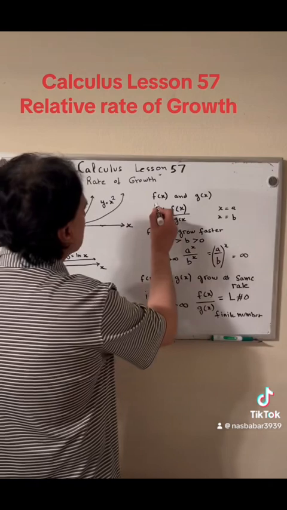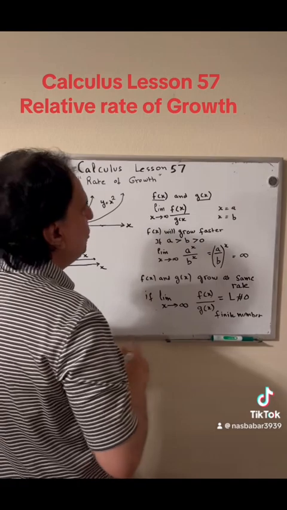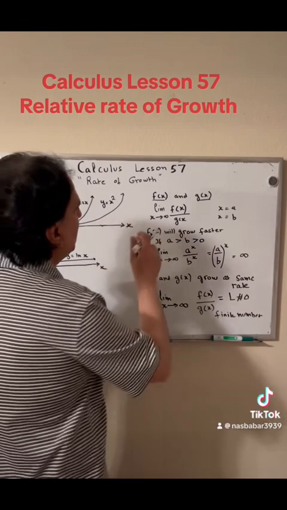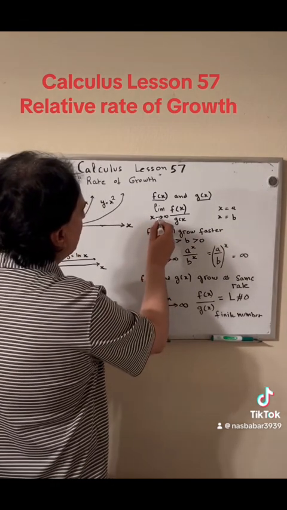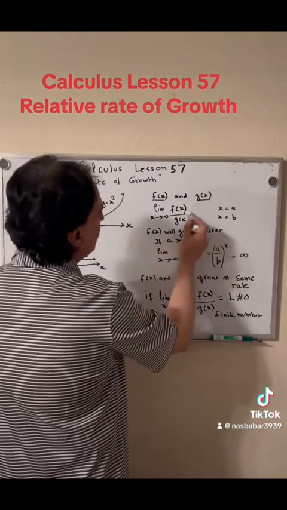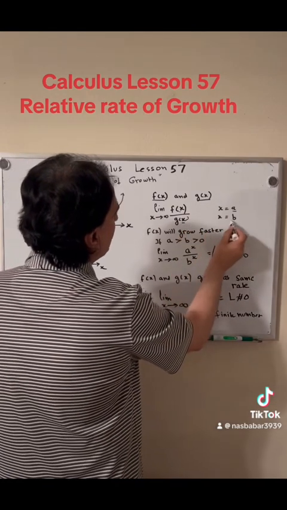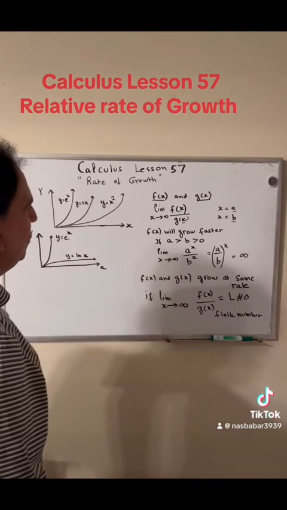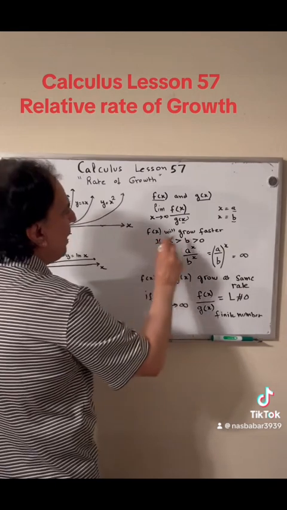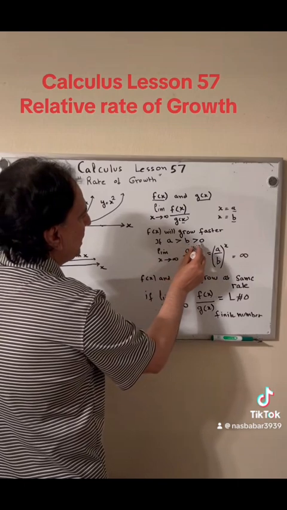So if you've got two functions, f(x) and g(x), and you have to find out which one shoots up faster towards infinity, you take the limit as x approaches infinity of f(x) over g(x). Let's say f(x) is equal to a to the x, and g(x) is equal to b to the x. The function on the top will grow faster if a is greater than b and b is greater than 0.